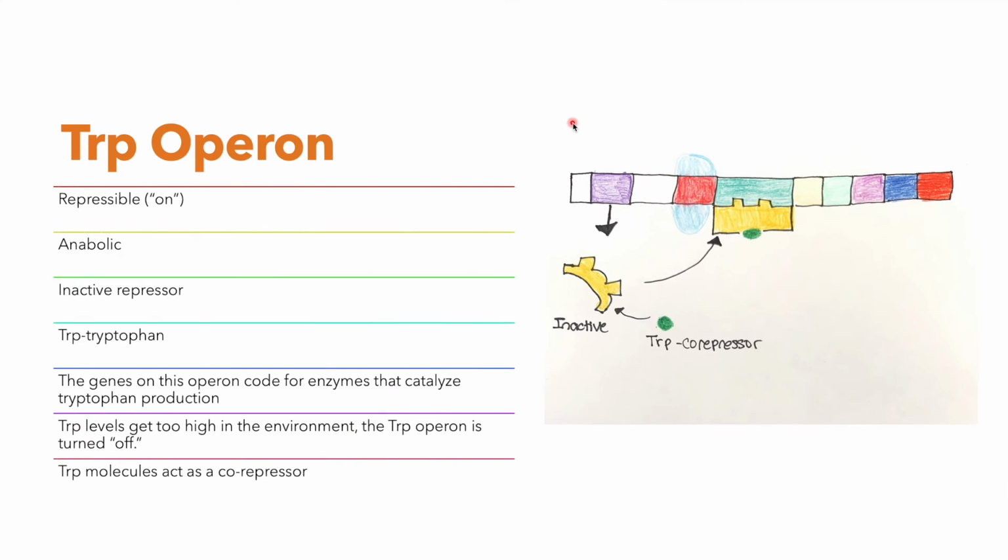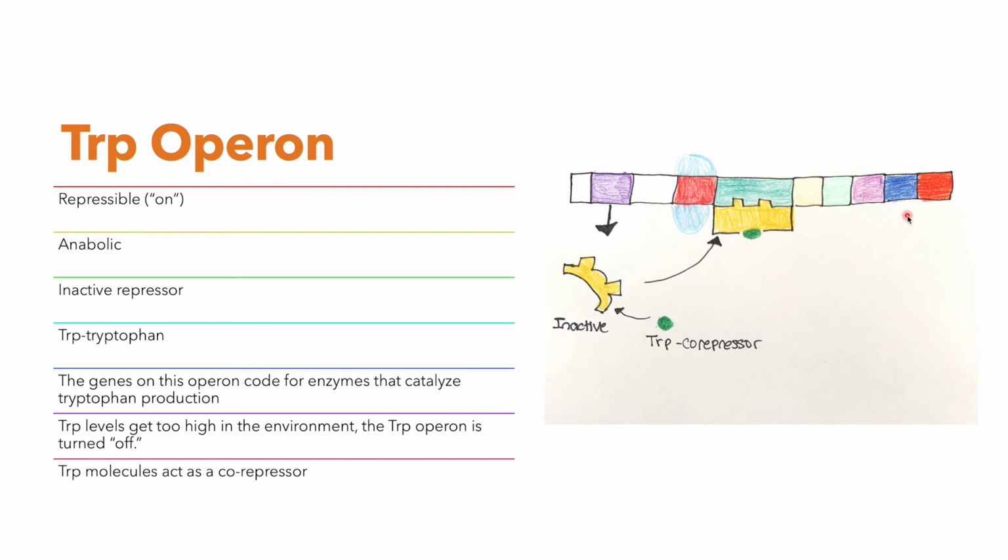The trp operon is repressible and therefore is on most of the time. It is normally anabolic. The regulatory genes produce an inactive repressor. TRP stands for tryptophan, which is produced by E. coli and regulated by the trp operon. The genes on this operon code for enzymes that catalyze tryptophan production.